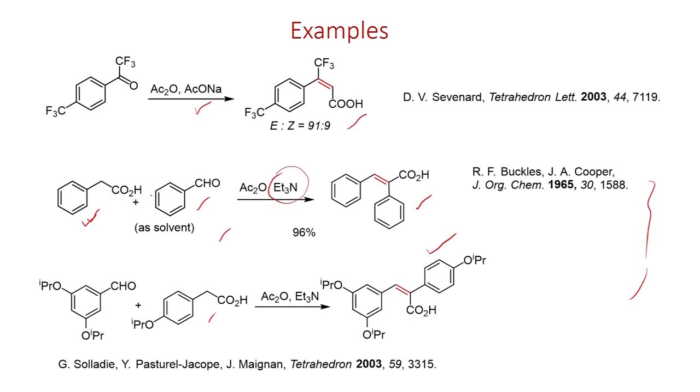The phenylacetic acid can undergo reaction with acetic anhydride. You can generate this intermediate, which you can now try to deprotonate at the acidic proton. You will have this carbanion.